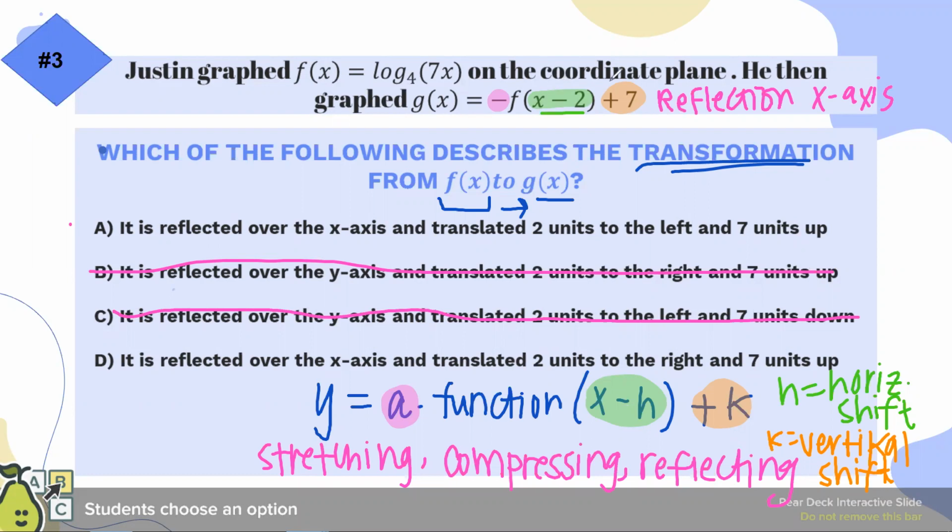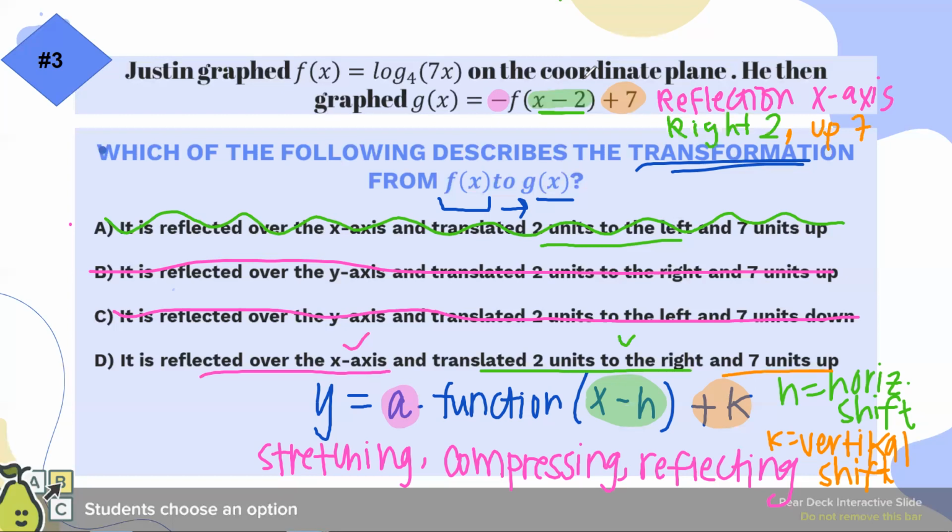The x minus 2 right here is going to tell us that we are shifting our function. Remember, opposite of what your x says, never trust them. We're going to move right 2 units. So if I'm looking at A, it says 2 units to the left. A is already out. So D says we have to keep checking. Reflected over the x-axis translated 2 units to the right, so that's good. And then we better just make sure that the plus 7 tells us that we're going to shift it up 7 units and make sure that that lines up with option D. And it's 7 units up.